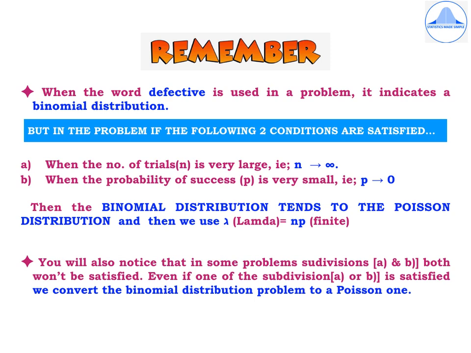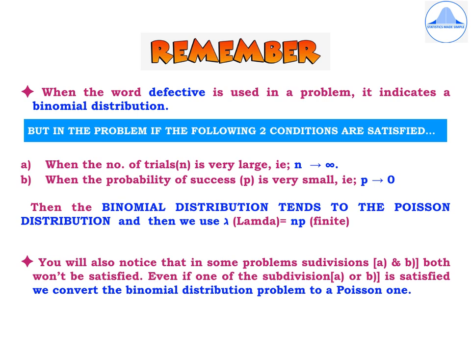So first look out for the word defective, and if the word defective is used, you know that it's a binomial distribution problem. Next, find out the parameters n and p. And suppose now n is large and p is small. Then the binomial distribution gets converted into the Poisson distribution, and then we use the third condition, that is lambda is equal to np.